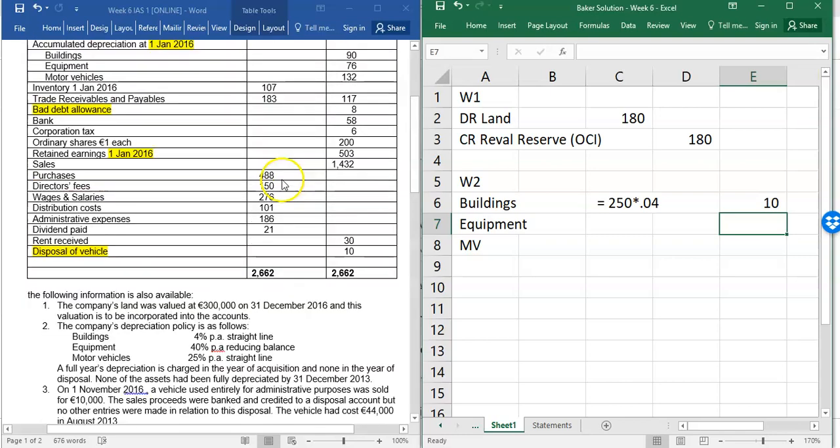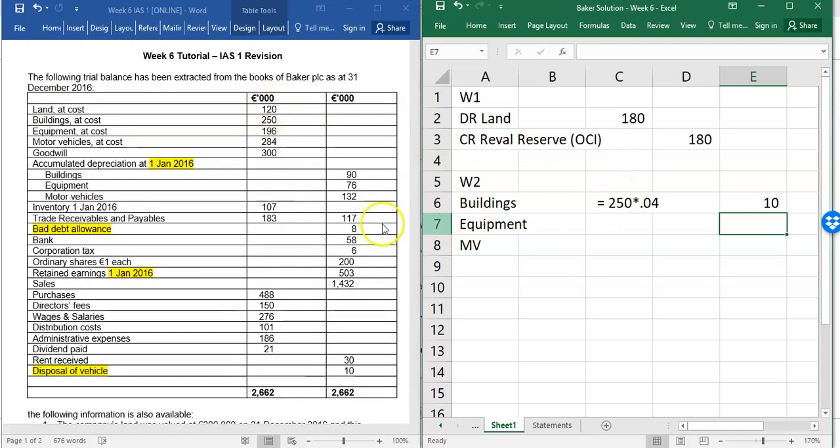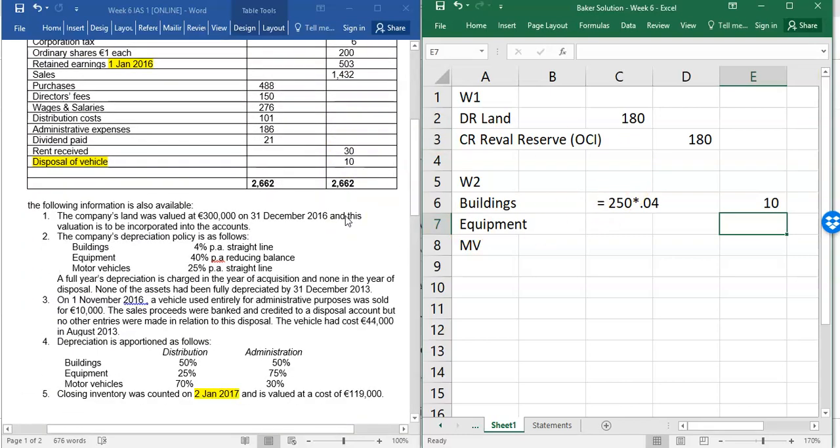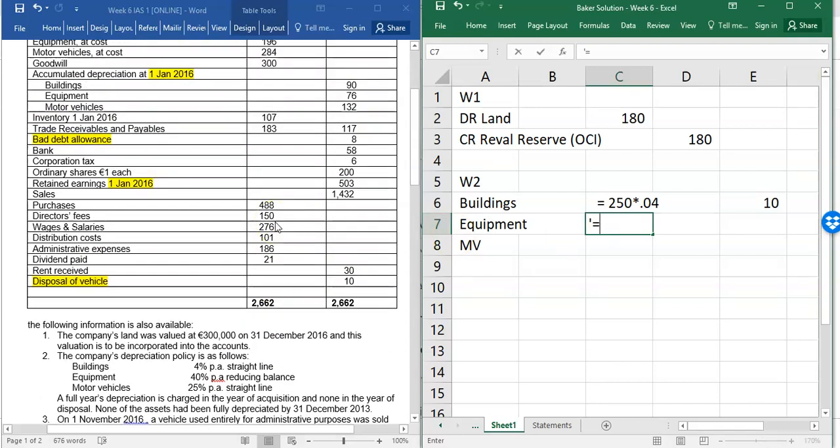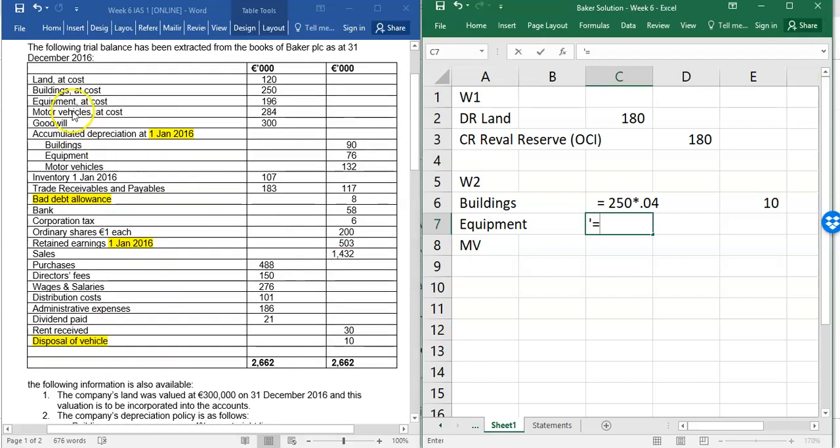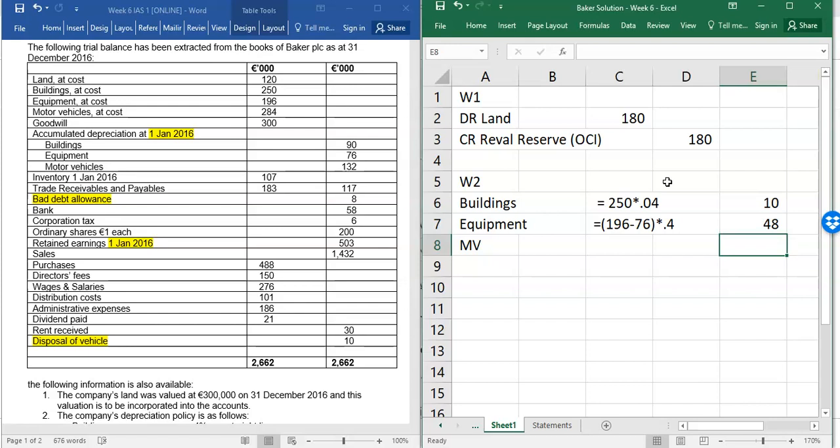And you'll notice here, they're dropping the last 3 zeros, so we do the same. There's no need to put in extra numbers. It's just going to take up a lot longer to do in the exam. You're not going to get marked down for it. Equipment, now be careful, is 40% reducing balance. So that means it's 40% of net book value, which is 196 minus your accumulated depreciation. 196 minus 76 times 0.4. So that means it is 120 times 40%. So your depreciation for equipment is 48.